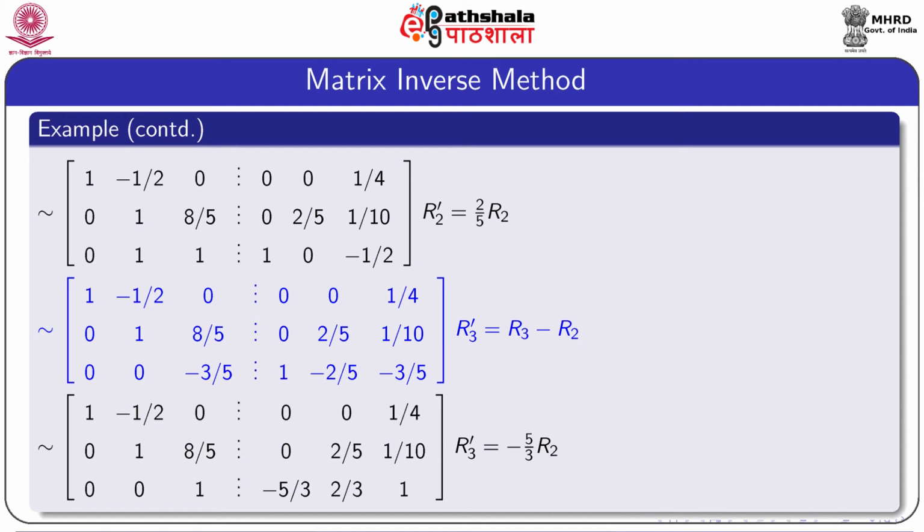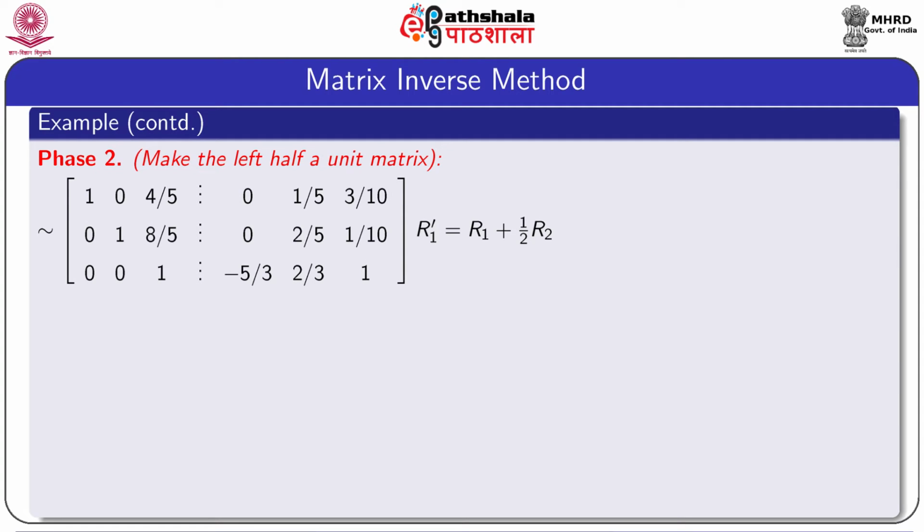Now we divide the third row by minus 3 by 5 to make the 3 3 element 1. That means we apply the elementary row operation R3 prime equal to minus 5 by 3 R3. That means the third row becomes 0 0 1, minus 5 by 3, 2 by 3, 1. That means the first part of the augmented matrix becomes upper triangular form. So phase 1 is finished at this position.